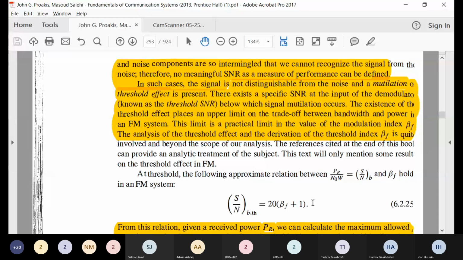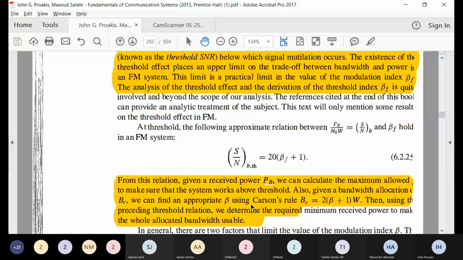This means the signal to noise ratio at the baseband level, or in other words, at the input of the demodulator, must be greater than this threshold. The signal to noise ratio at the baseband level, or S over N over B, must be greater than this threshold. So now we can get two-way problems and both could be solved.